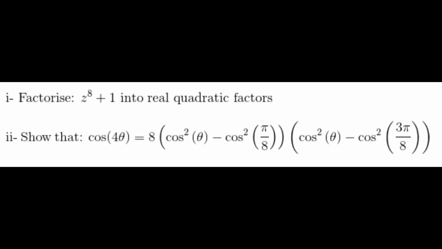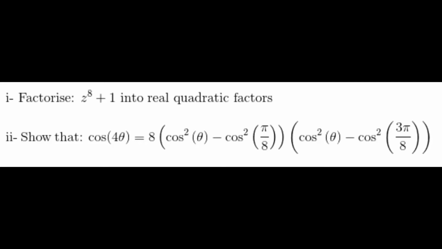In this video, I'm taking a look at this two-part question on complex numbers. Part 1 says to factorise z to the 8 plus 1 into real quadratic factors. And then part 2 says show that cos of 4 theta equals 8 times cos squared theta minus cos squared pi on 8 times cos squared theta minus cos squared 3 pi on 8.